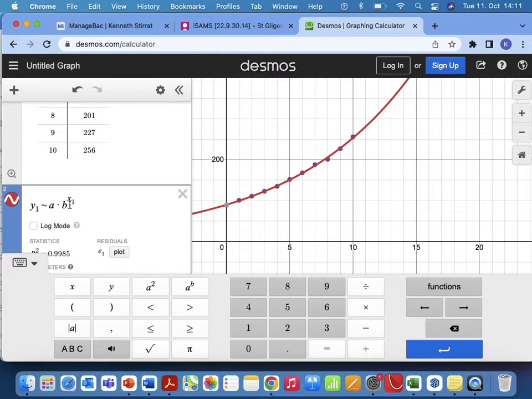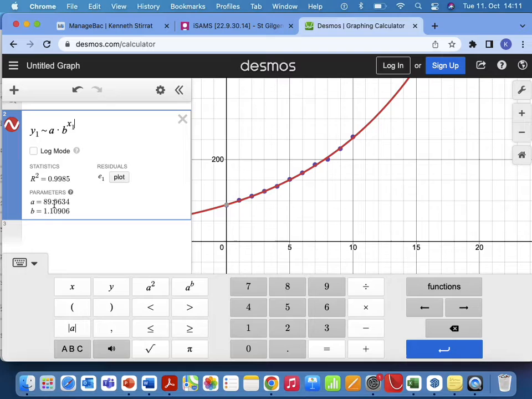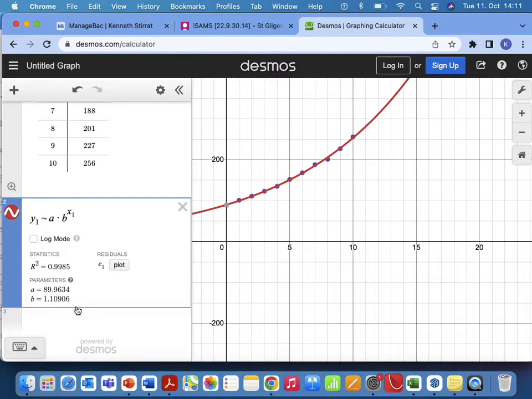The a here and the b here are given as, look, 89.96 for a. That's this number, 89.96. And the b is 1.10906. All right, we'll have a look at that in a minute. First of all, I'm going to do a screenshot of this.